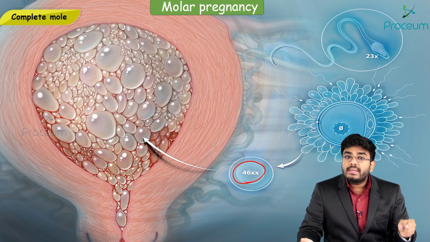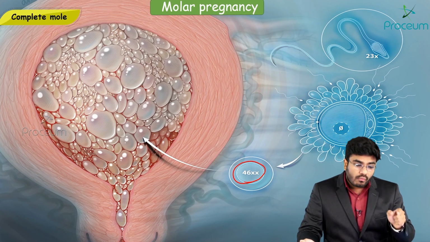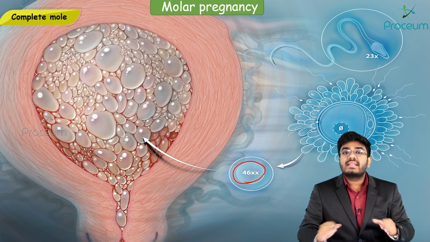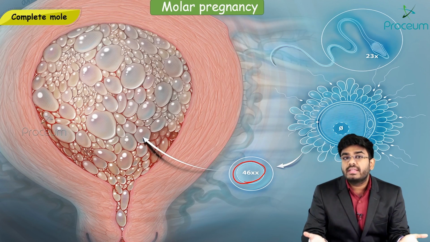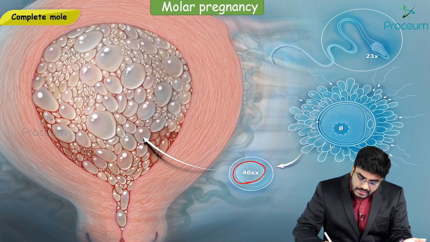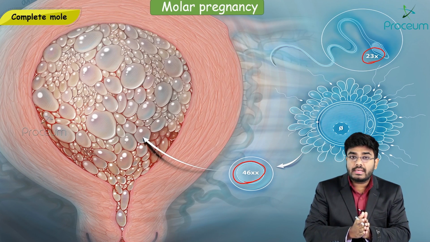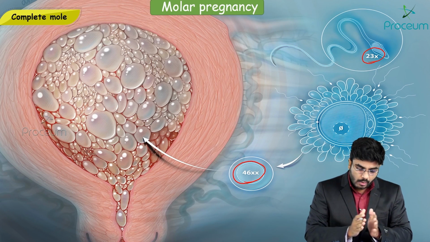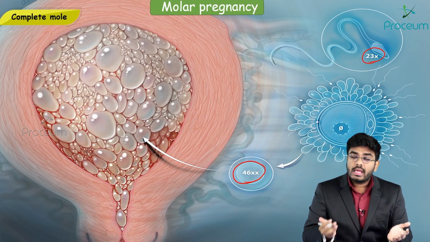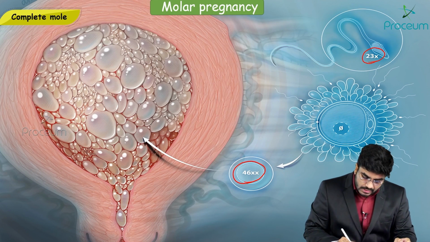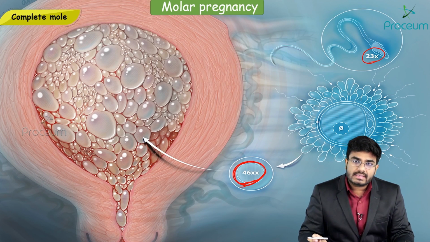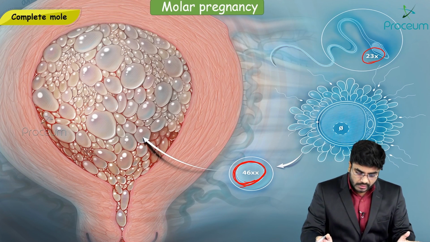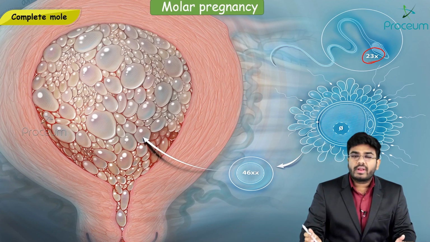Complete mole is a condition where a sperm fertilizes an empty ovum without any genetic material. Then the paternal genetic material is going to duplicate. This is known as androgenesis. Because of the duplication, you end up with a normal diploid condition, 46XX. This is the most common karyotype you are going to have. So this is complete mole.